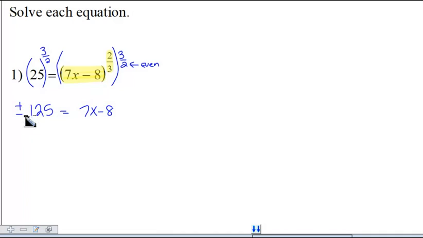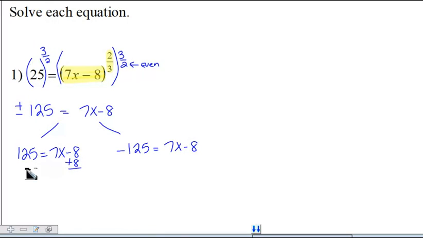Now, because I have a plus or minus sign, I am going to have to break this into two separate equations. I will have 125 equal to 7x minus 8, and I will have negative 125 equal to 7x minus 8. In this first equation, I will add 8 to both sides, and that gives me 133 equal to 7x, and then I'll divide by 7, so x is equal to 19.